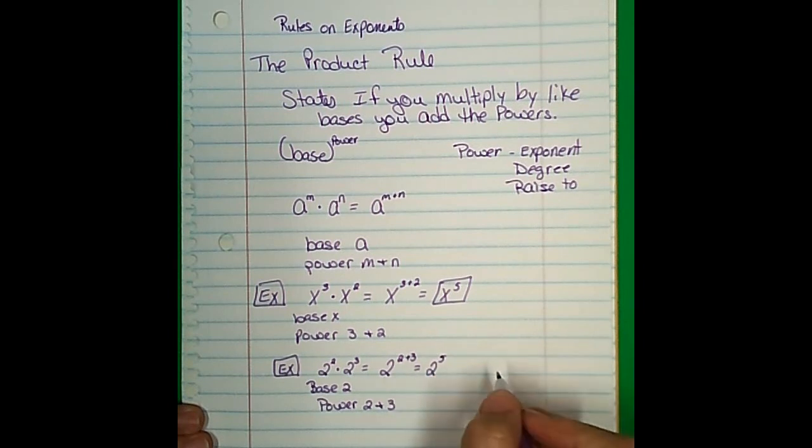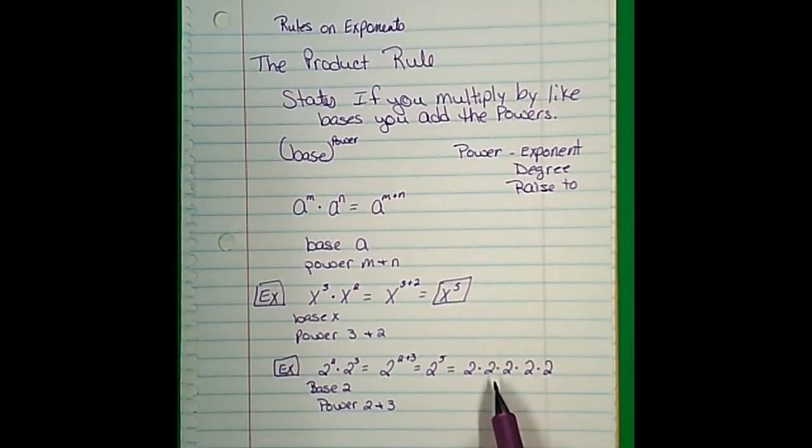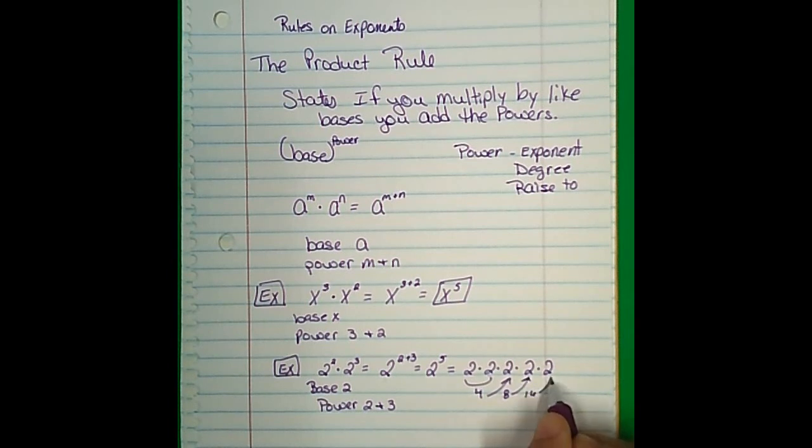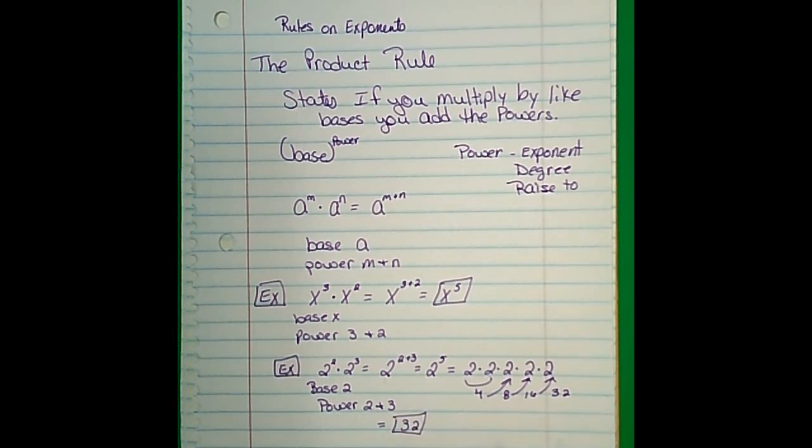But we know the value of 2. And 2 to the 5th is the same as saying 2 times 2 times 2 times 2 times 2, meaning that there are 5 twos being multiplied together. So 2 times 2 is 4, times 2 makes 8, times 2 makes 16, times 2 makes 32. So the answer here is 32. Always simplify if you know the value.